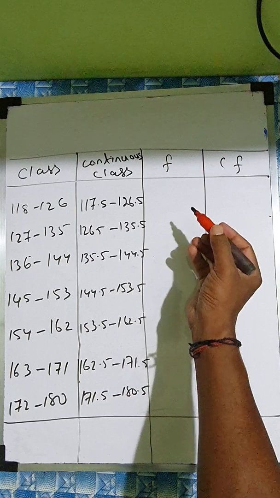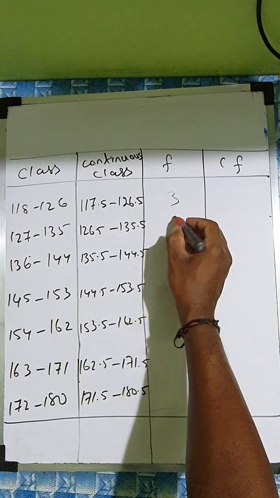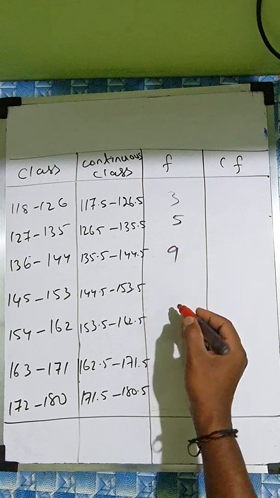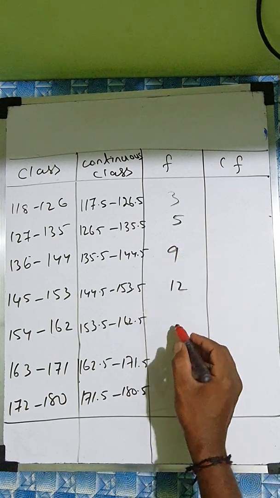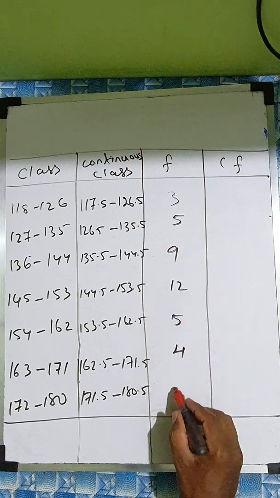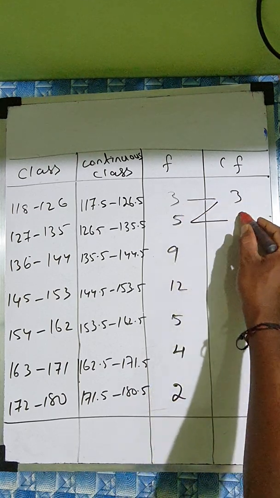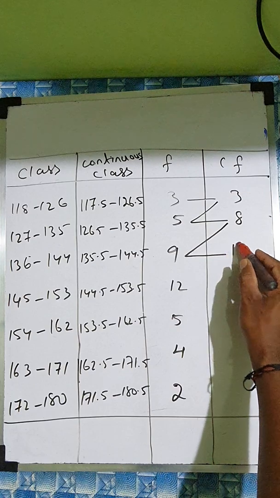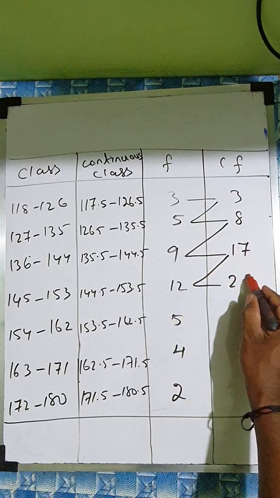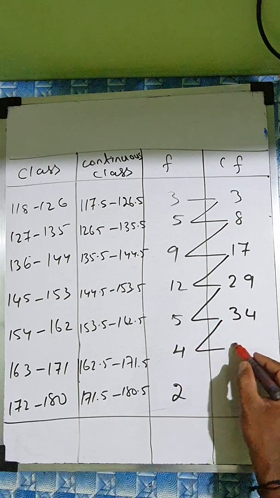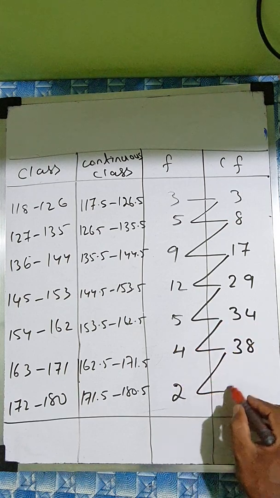Okay, and the number of leaves is 3, 5, 9, 12, 5, 4, 2, and the cumulative frequency: 3 plus 5 is 8, 8 plus 9 is 17, 17 plus 12 is 29, plus 5 is 34, plus 4 is 38, plus 2 is 40.